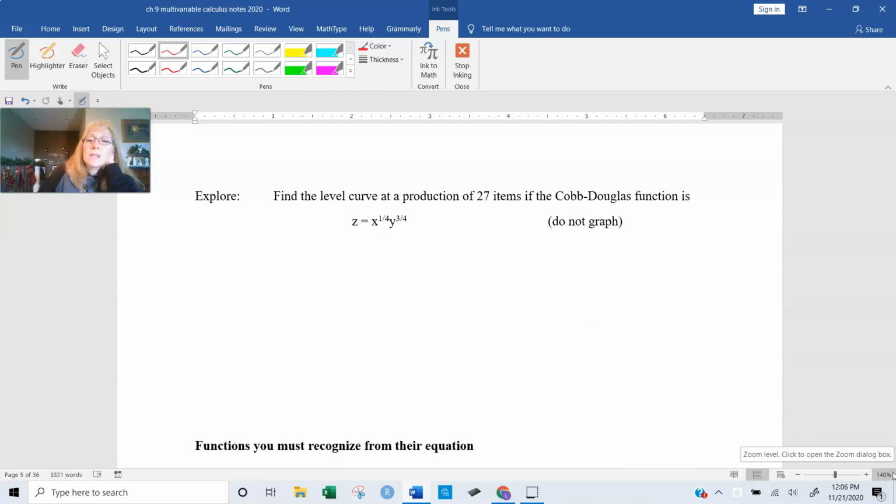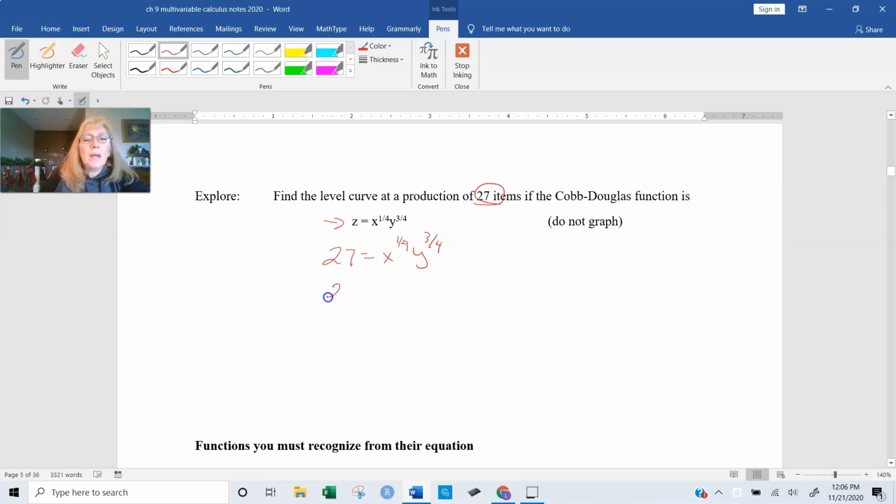All right, same idea. This time, this is our Cobb-Douglas function. I want to know for 27 units. We don't have to graph these. We just want to know if you can find the answer. So step 1 is you plug in the 27. Oh, it's your turn. I'm sorry. Pause and try this.